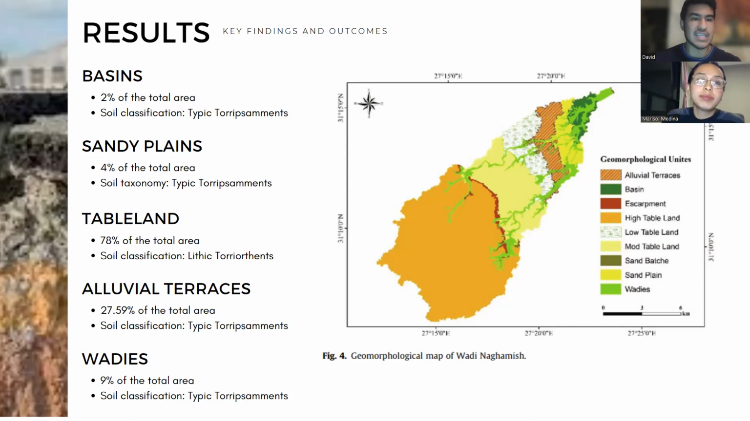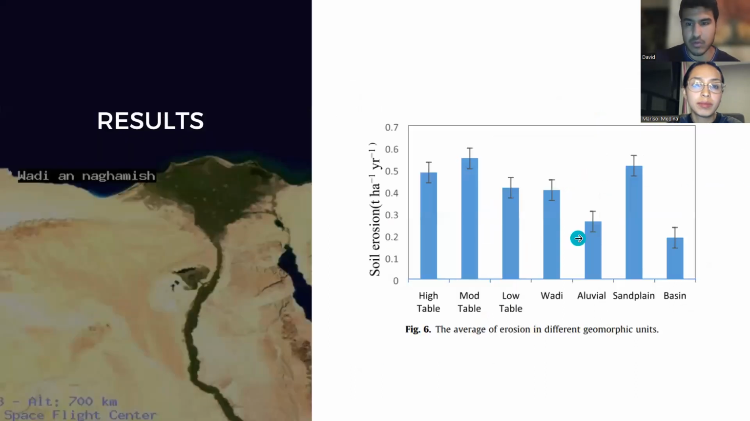And these, along with the sandy plains, are soils that lack ground cover. They are mostly coarse sand, with very low organic matter, and they don't hold water well. So that's a very important thing that we're going to take into account to analyze the results and the conclusions. And as you can see, the smallest portion of this Wadi Nagamish is the basin that is near the coast, and well, Wadi is basically the Arabic term for dry river. And okay, so we can go to the results.